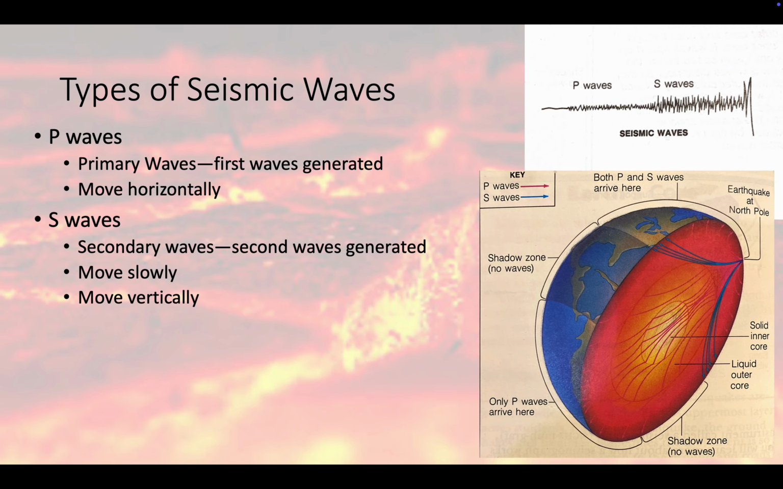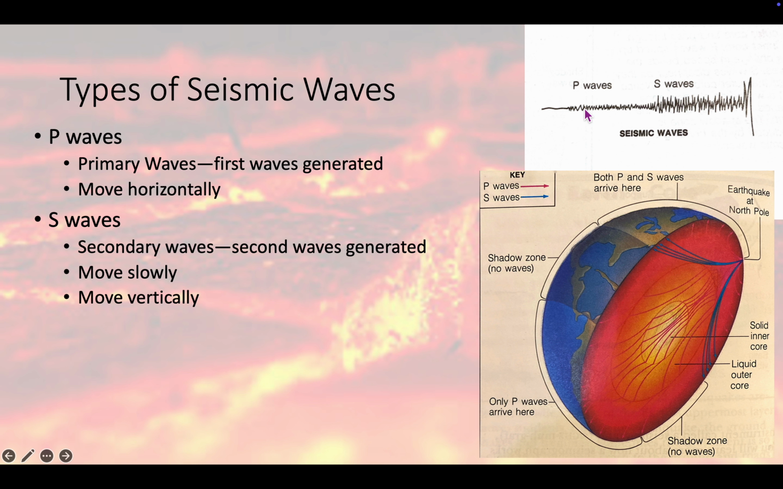P waves are the primary waves. They're the first ones generated, and they move horizontally, so they're going to move back and forth, horizontally, like in the same plane. S waves are secondary waves, and they're the second ones that come. These are the ones that are more damaging because, first of all, they move slower, and they move vertically. So they would be moving up and down as they're going forward. So there's more movement with that. And if you notice up here, the S waves are going to cause more disruption on the seismograph.